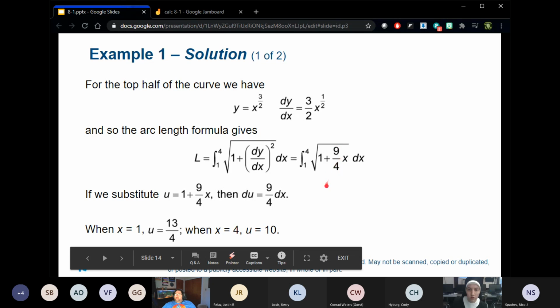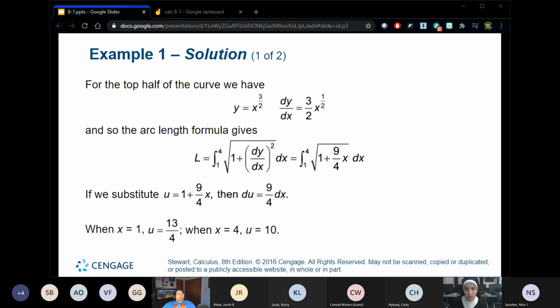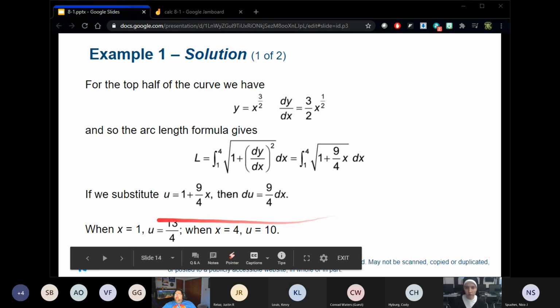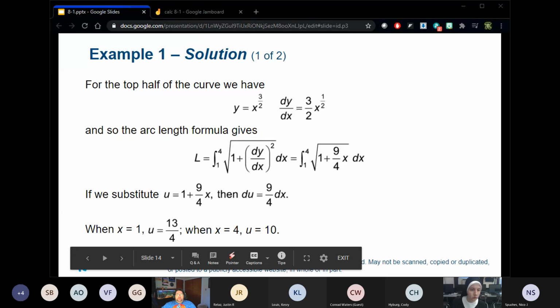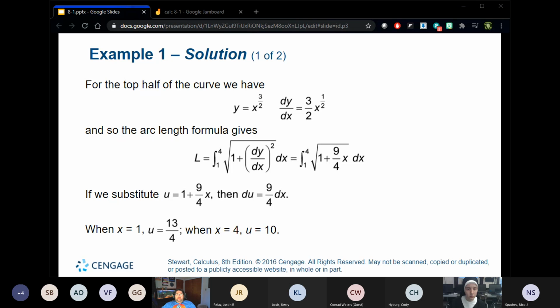So now for this one, since we have something inside of the f of x there, we're going to have to do the u substitution. So we're going to set the u to be the 1 plus 9/4 x. So du is just 9/4 dx. I don't have the 9/4, so I've got to kind of move it over.